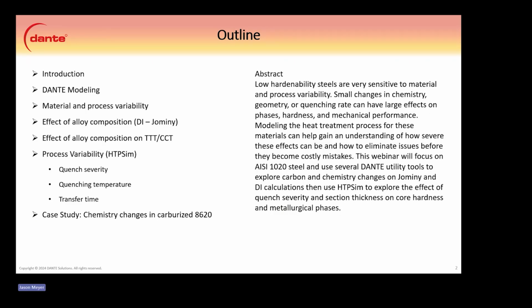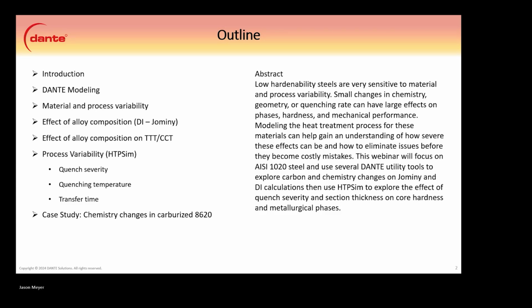We're going to do a little bit of an introduction here and a little bit of introduction to Dante modeling. And then we're going to get into the material and process variability. For the material variability, we're going to use the DI and the Jominy calculations and the utilities that we have for those. And we're also going to show that variability with the alloy composition on the TTT and the CCT diagrams.